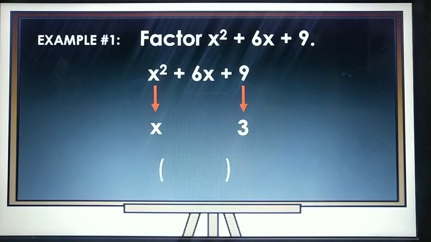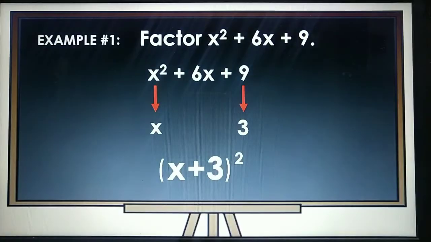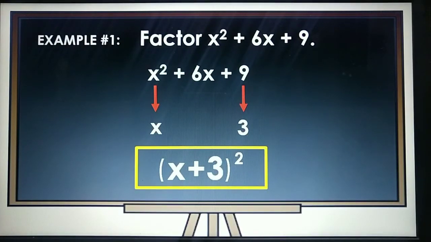The square roots x and 3 must be written in a binomial factor. x will be the first term of the binomial factor, and 3 will be the last term of the binomial factor. Since it is positive 6x, we will carry the sign to our binomial factor, positive. After that, we will take the square of the binomial factor. Therefore, the factored form of x squared plus 6x plus 9 is the square of x plus 3.